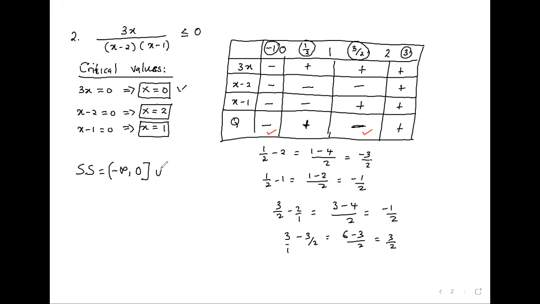Union, another negative is from 1 to 2. Where did we find 1 and 2? In the denominator, so we don't include them, even if we were supposed to, because should we include it, your denominator is going to be 0. And once you have 0 in the denominator, everything becomes undefined. So this is the solution set.